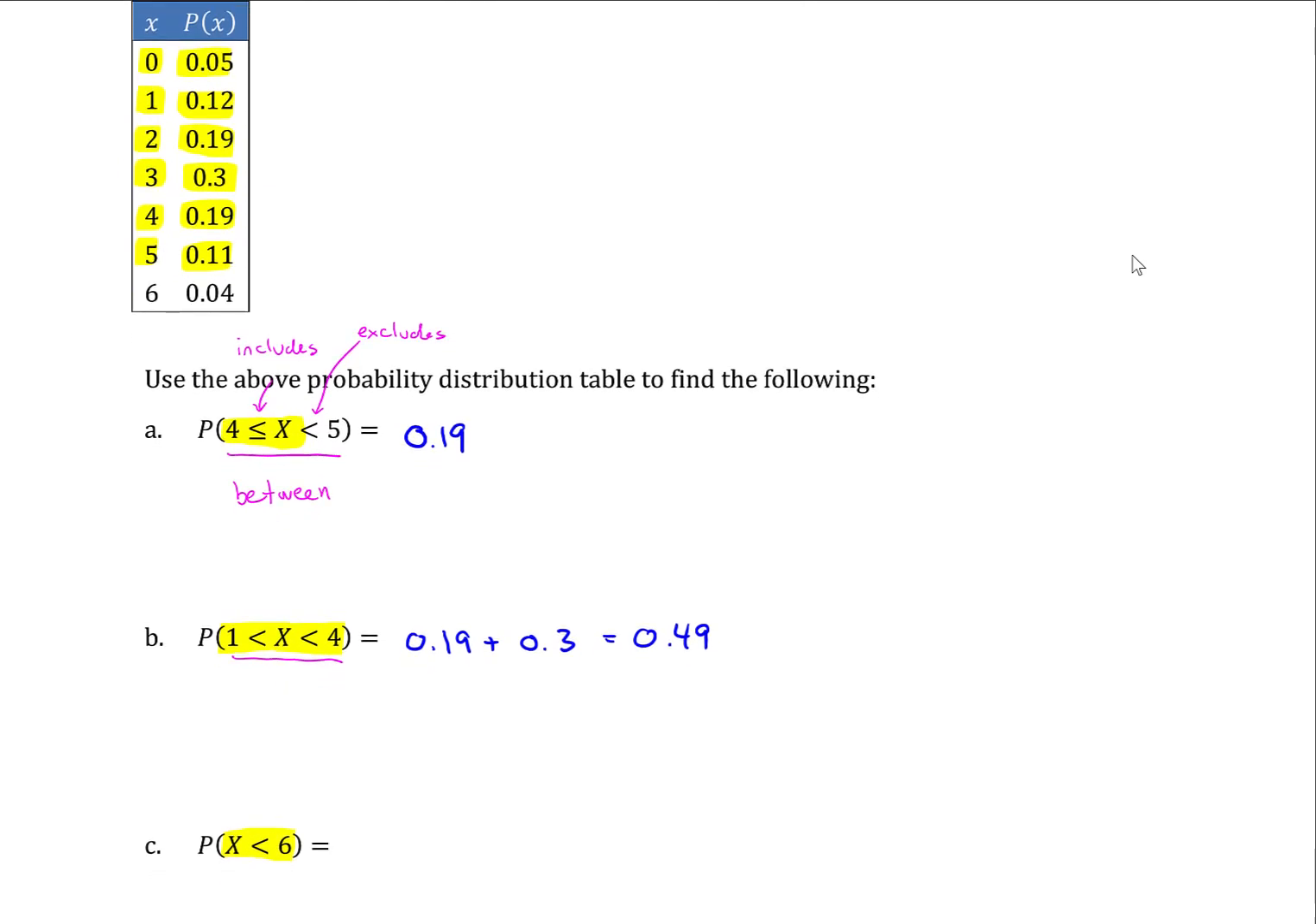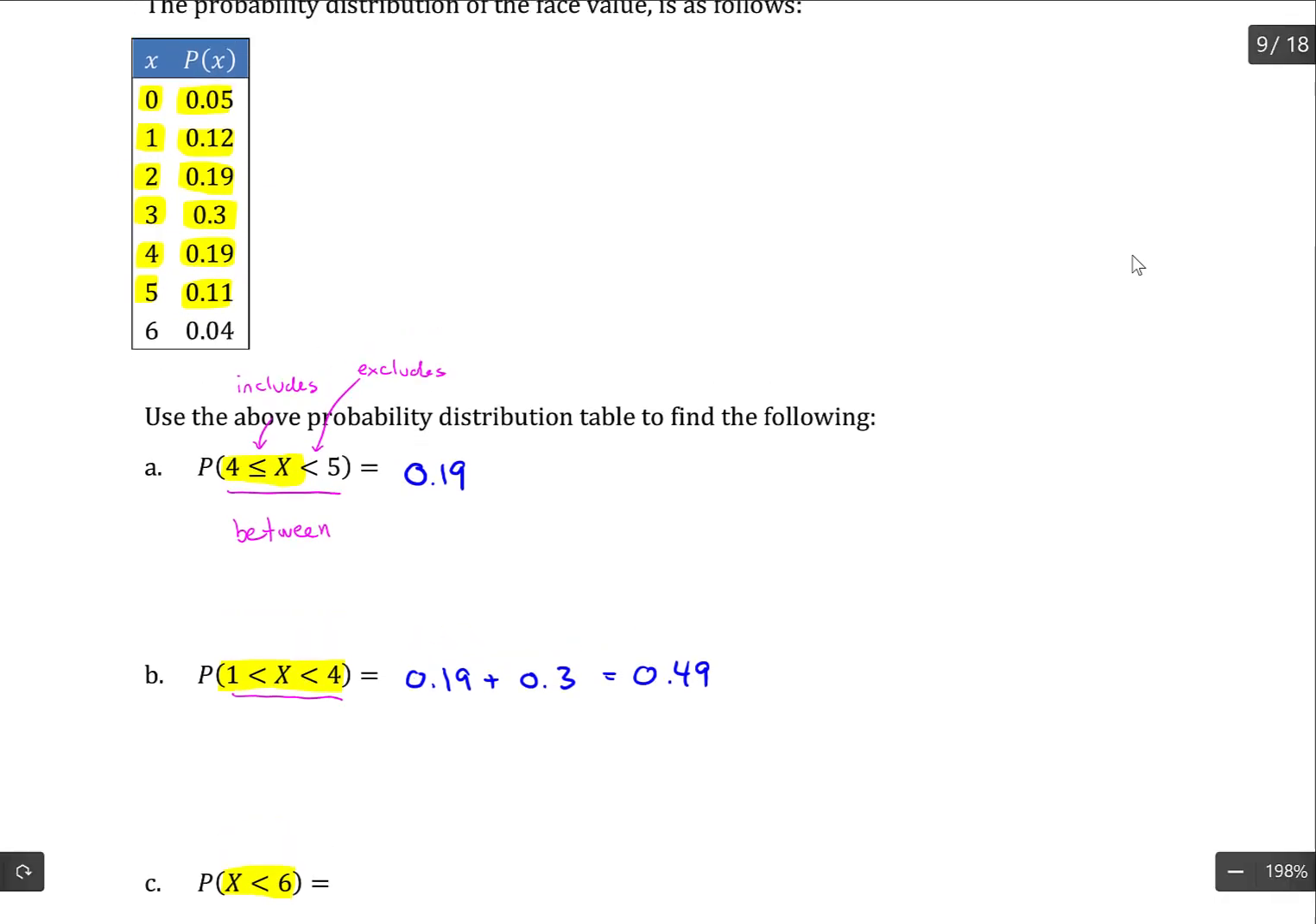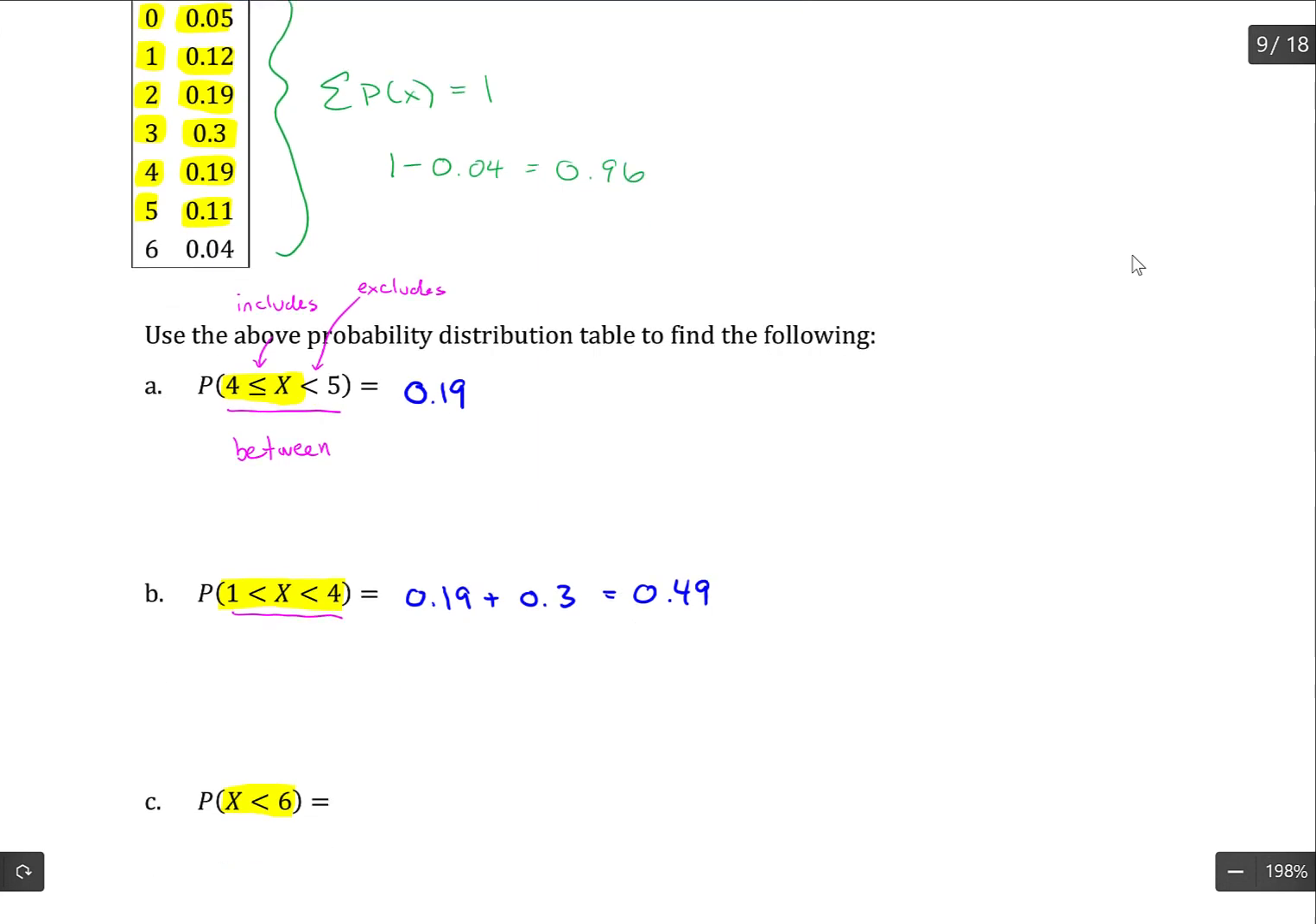Now, we could absolutely do that, but one thing that we know is that the sum of all probabilities is equal to 1. And so if we don't want to take the time to add these highlighted ones together, what we could do is say the sum of all of these, the highlighted and the non-highlighted, is equal to 1. So the highlighted ones would be 1 minus the non-highlighted ones. They would be complementary to each other. That would tell me the answer is 0.96.